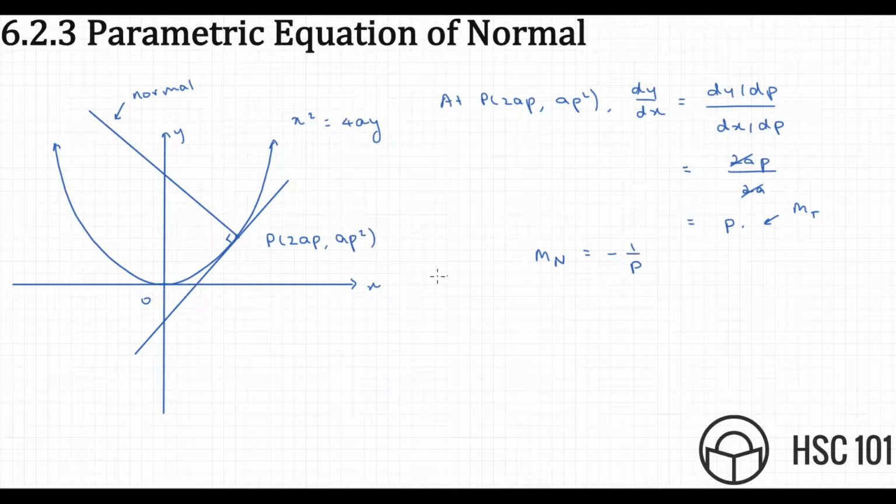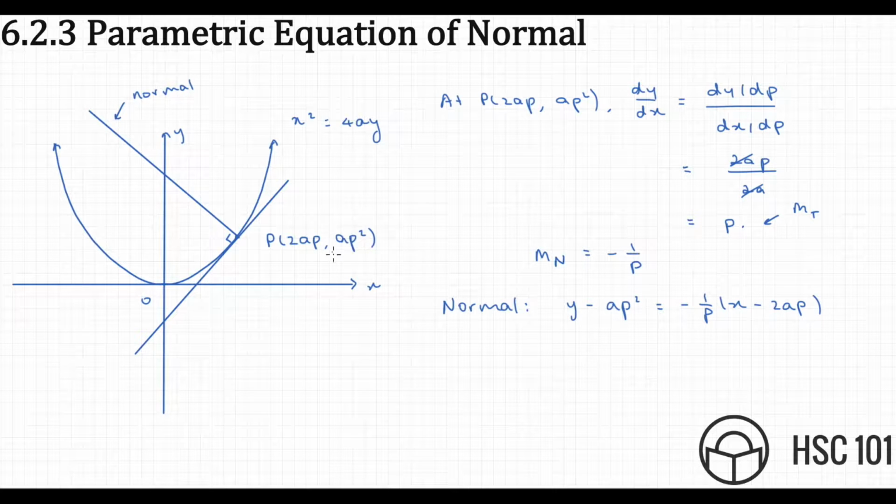Now that we've deduced the gradient of the normal at the point P, we can say that the equation of the normal is simply y minus y1 equals the gradient times x minus x1. It passes through the point (2ap, ap²), so it's y minus the y value here equals the gradient times x minus the x value here.